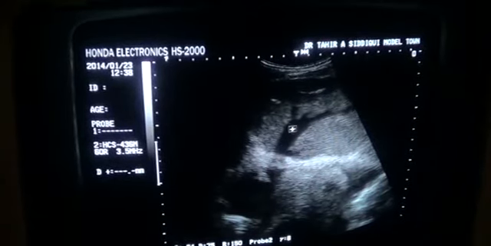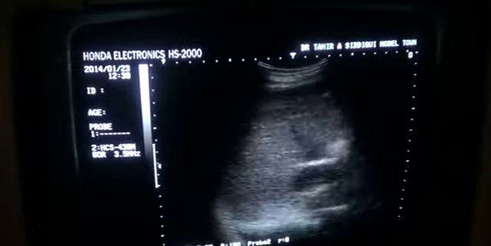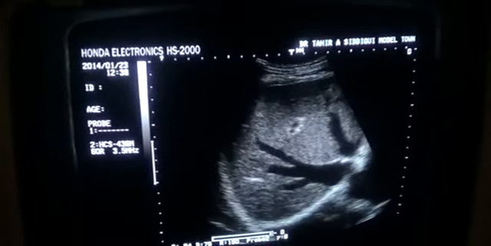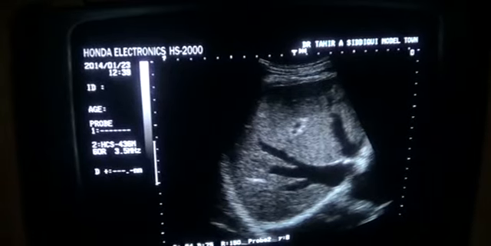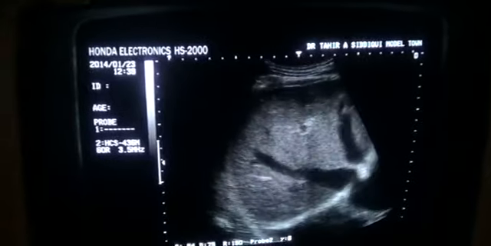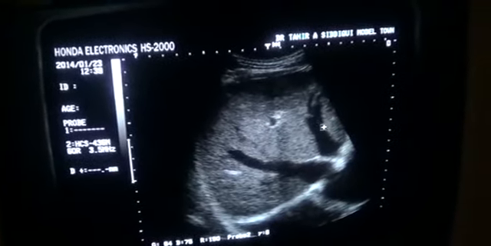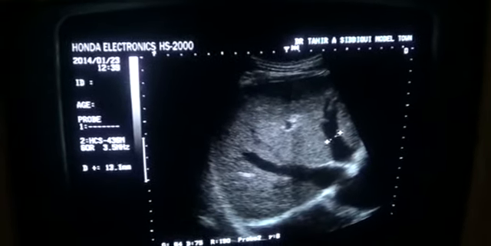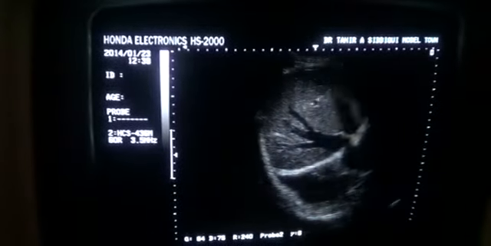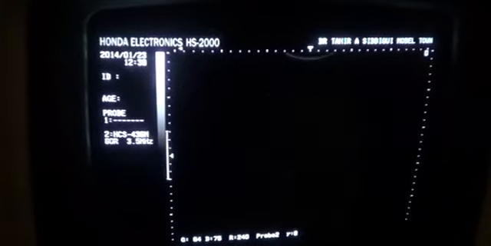It's dilated up to 13.3 millimeters, and here, in this section, you will see the right hepatic vein and the left hepatic vein. This is the middle hepatic vein. So all the hepatic vessels are dilated, and above the diaphragm you see fluid, which is the pleural effusion.